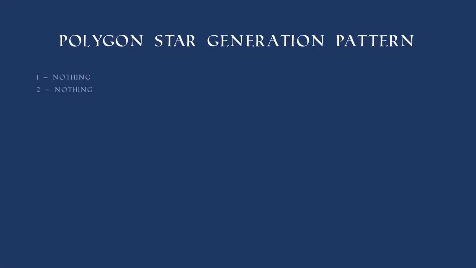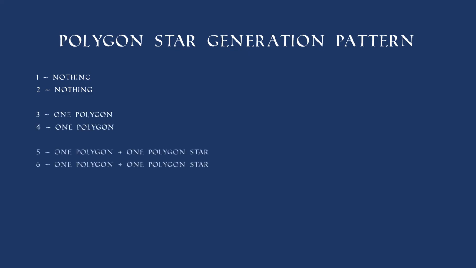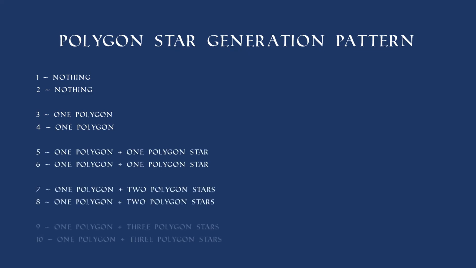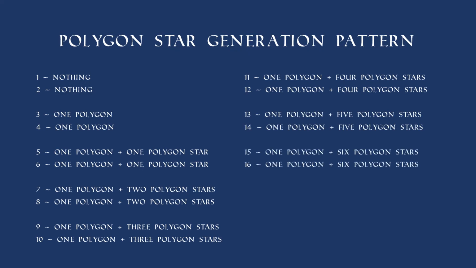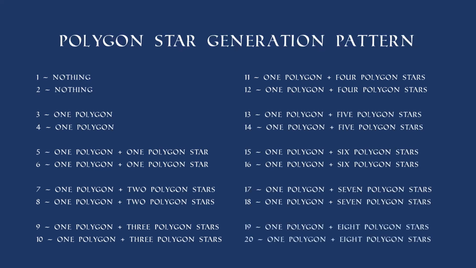So you can see the pattern there. You can see how it develops. With 1 and 2, you have no body, no thing, as it were, no material thing that you can see. Once you get to 3 and 4, you get just one polygon. And then from there onwards, you have one polygon and, well, an increasing number of polygon stars, one more each time. So you can always know how many stars there can be with any number if you follow this particular guide. And so it goes on.